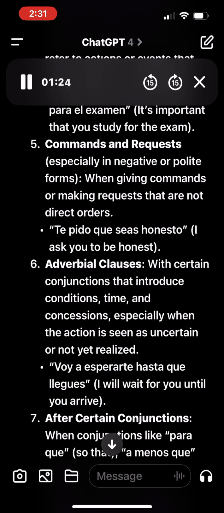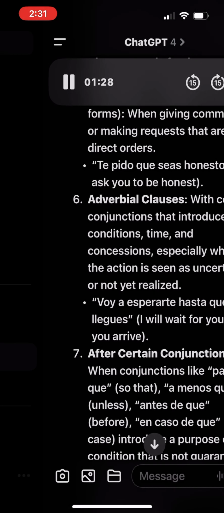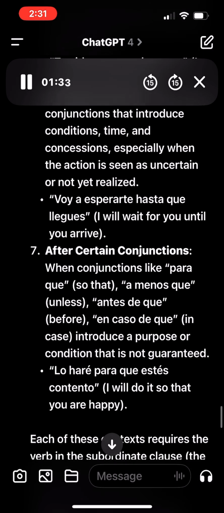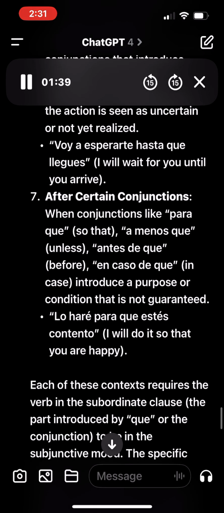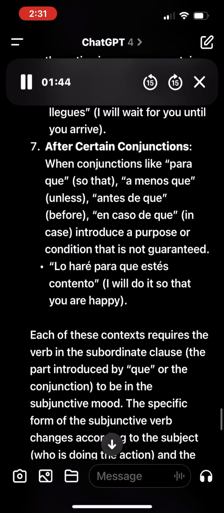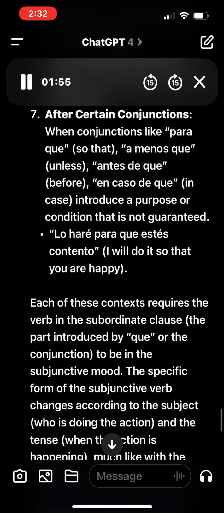6. Adverbial clauses. With certain conjunctions that introduce conditions, time, and concessions, especially when the action is seen as uncertain or not yet realized. Voy a esperarte hasta que llegues. I will wait for you until you arrive. 7. After certain conjunctions, like para que, so that, a menos que, antes de que, en caso de que, in case, which introduce a purpose or condition that is not guaranteed. Lo haré para que estés contento. I will do it so that you are happy.